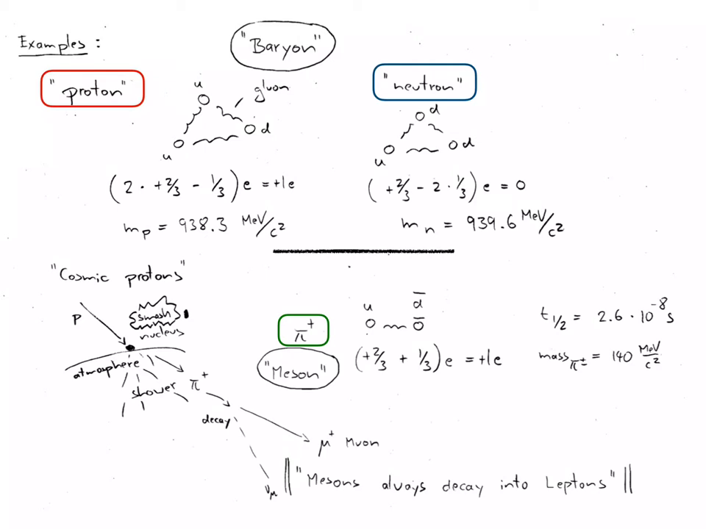By adding the respective quark masses and considering the strong interaction between them, the proton mass turns out to be 938.3 MeV per c squared, and the neutron mass is 939.6 MeV per c squared. It is important to notice that the neutron mass is 1.3 MeV per c squared larger than the proton mass. It is therefore energetically favorable for the neutron to decay into a proton. Indeed, free neutrons decay with a half-life of 10.2 minutes.